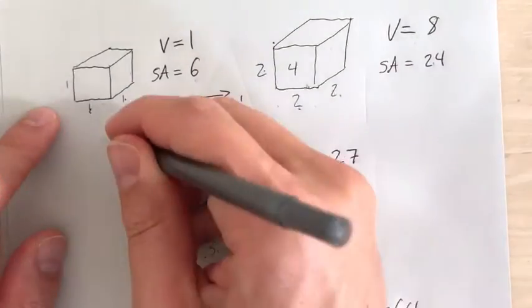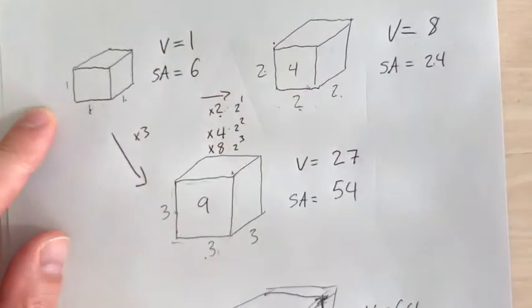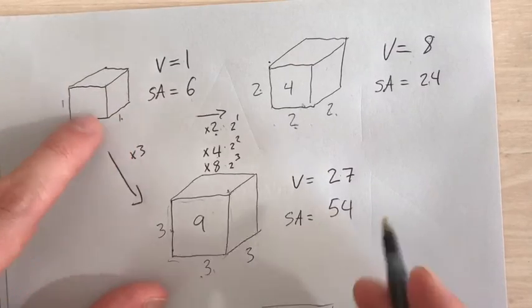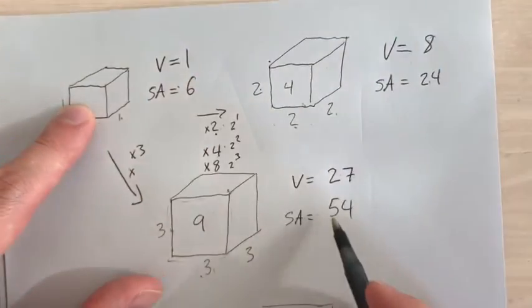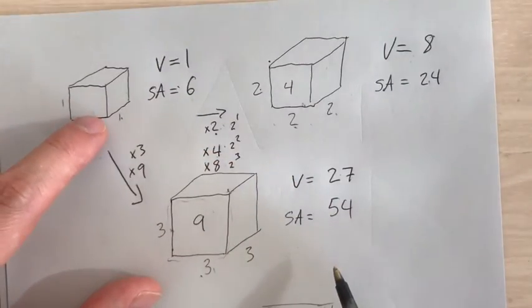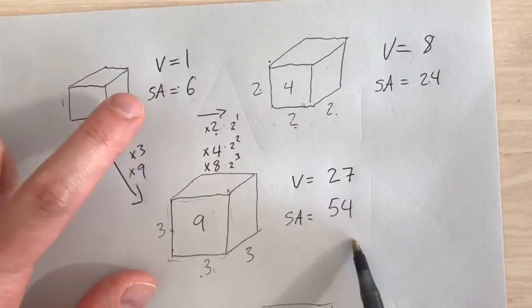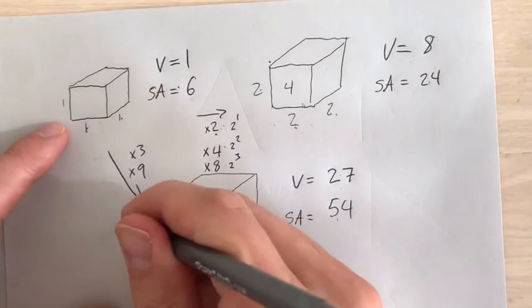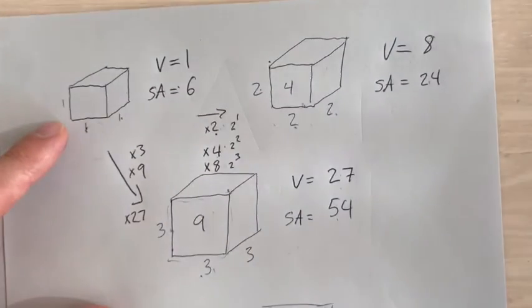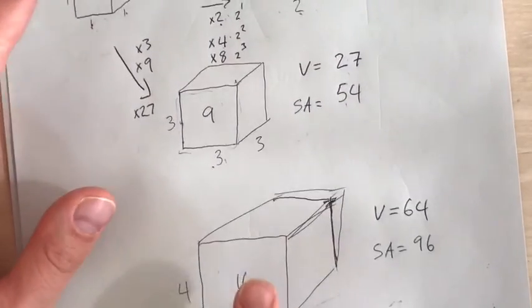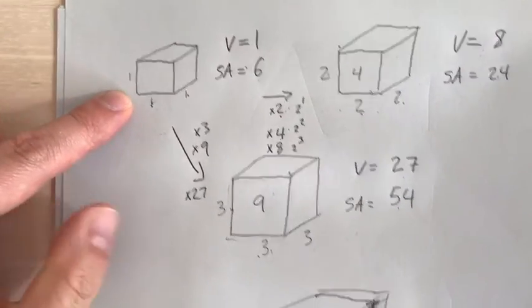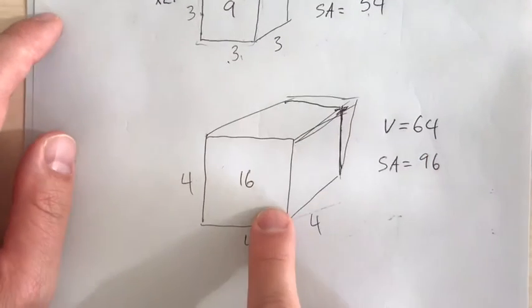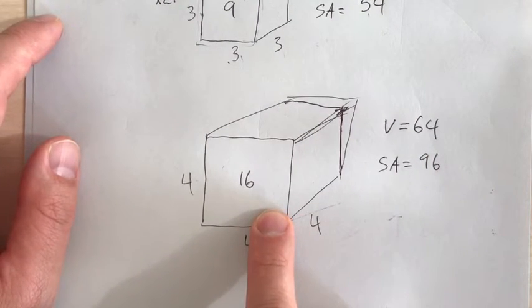Let's take a look at a shape that's 3 times bigger, right? So the side length for this one is 3 times bigger. The area would be the square of that. So the area from this shape to this shape would be 9 times bigger because 3 squared is 9. 6 times 9 is 54. The volume to go from 1 to 27 would have to be 27 times bigger. And if you catch my drift, if this one is 4 times bigger than this one, the volume would have to be 64 times bigger than the original one because 4 cubed would be, you guessed it, 64.